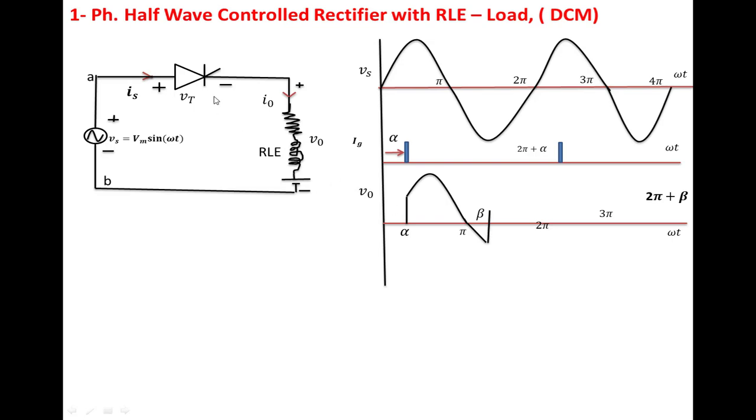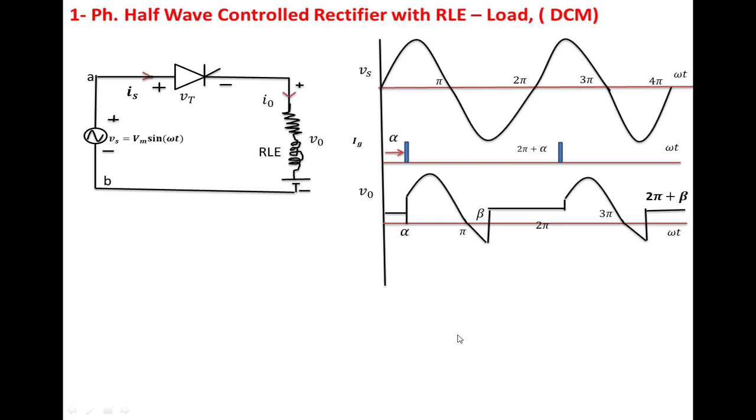Once the SCR is off, there is no connection between the load and the source. But in the case of an RLE load, the load is connected to E. So the output voltage becomes E from β to 2π plus α. Again at 2π plus α, the SCR is on. Once the SCR is on, the load voltage equals the source voltage up to 2π plus β. After 2π plus β, the SCR is off again. Now the load voltage equals the voltage in the load, that is E.